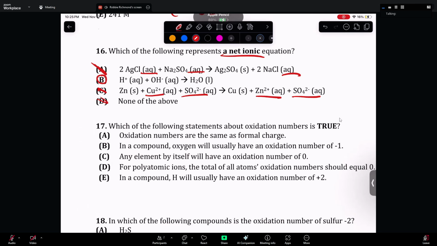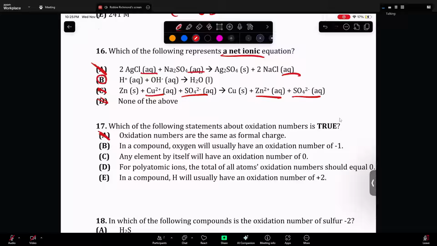Which of the following statements about oxidation numbers are true? Answer choice A, oxidation numbers are the same as formal charge. They are not. Basically, oxidation state is a form of keeping track of electrons within reactions, specifically redox reactions, while formal charge is keeping track of the relative charge of an atom within a Lewis structure. They're not the same thing.